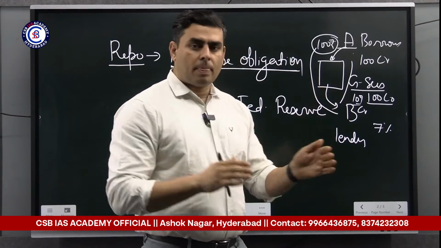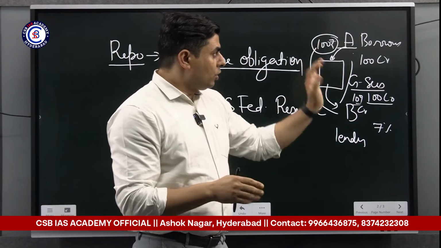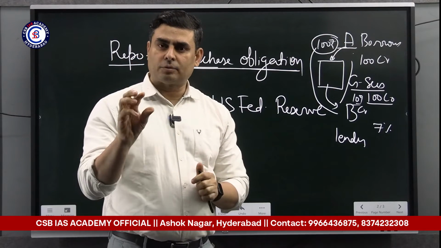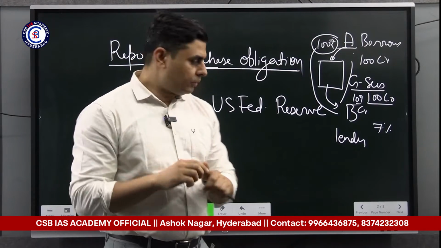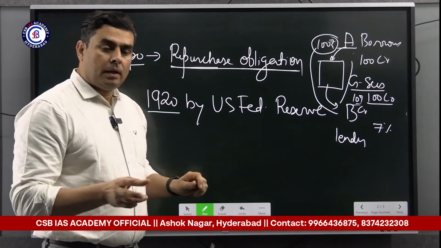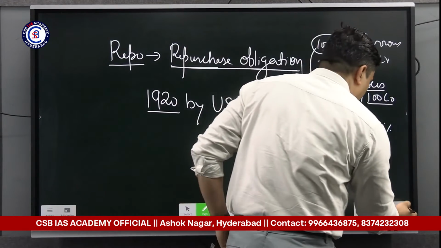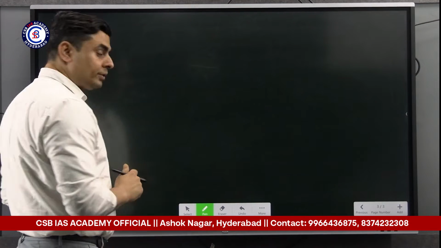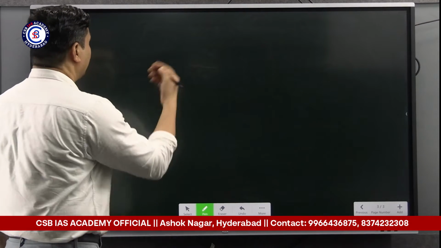But as of right now, we are going to do what? We are going to understand the tri-party repo, and in that context I have explained repo to you and when it was introduced. It was introduced by the US Federal Reserve in 1920. Now, when was repo introduced in India and under what context?